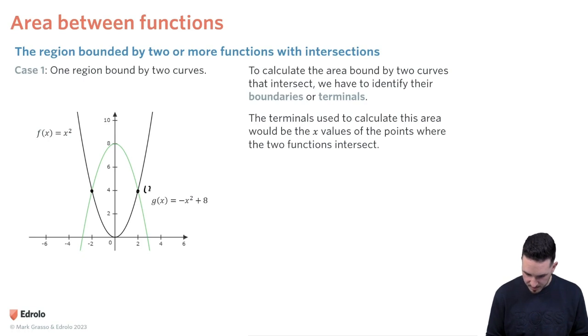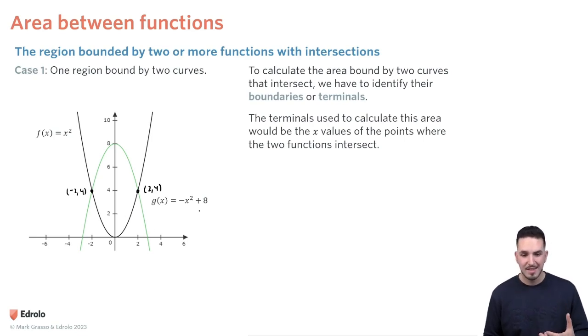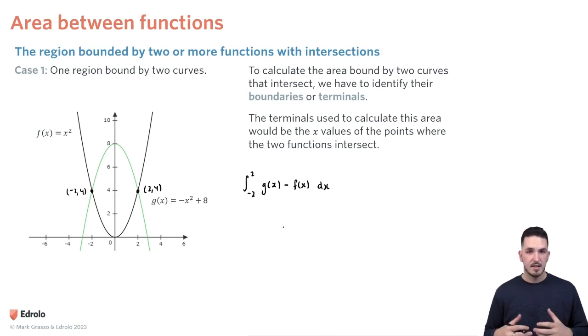You could do it algebraically, but in this case we can see it quite clearly graphically. We can see the points are at (2, 4) and at (-2, 4). So when we're setting our terminals, we're only worried about the x values. Therefore, the integral will be the function that's on top, which is g of x. So between -2 and 2 of g of x minus f of x dx. So that's how you go about setting up your integral.